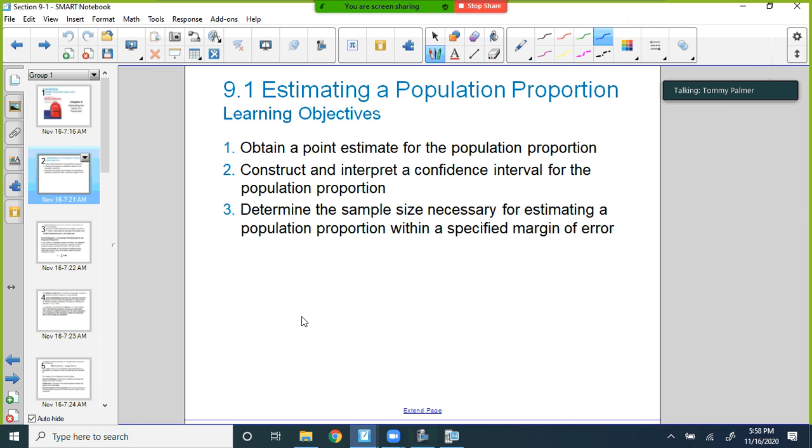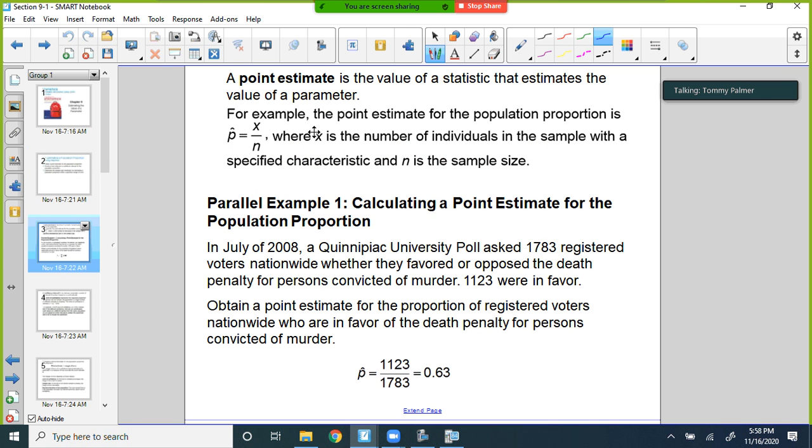So let's look at chapter 9. We're going to look at confidence intervals. Okay. We've looked at what we're going to learn. Now, point estimate, P hat, X over N, right? Anything new on that? No. So if we look at this, calculate a point estimate for the population proportion.